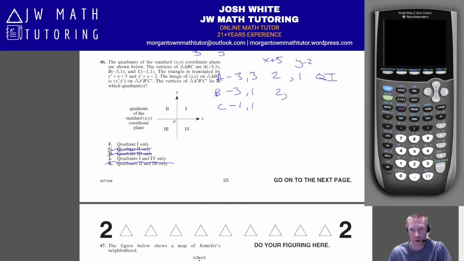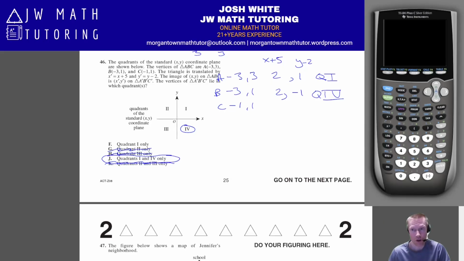Y value, start at 1, we subtract 2 from it, we go down 2, that puts us at negative 1. Where is this point, 2, negative 1? Well, right 2, down 1, it's going to be down here in quadrant 4. So therefore, we have our answer. It's just going to be letter J, quadrants 1 and 4 only. And notice you don't even need to check point C.